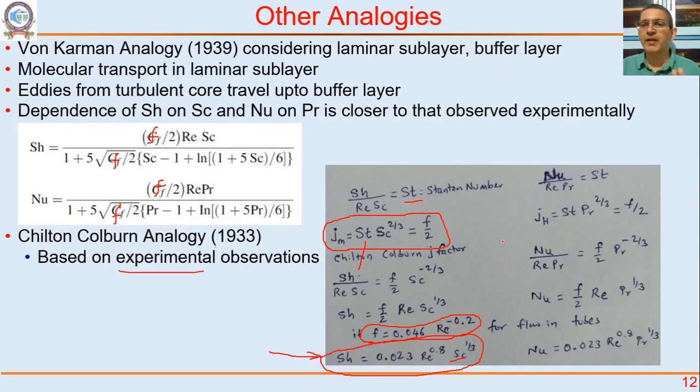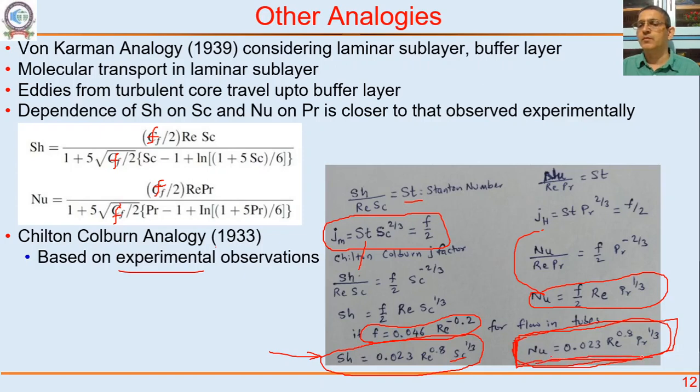Or if you want to think in terms of heat transfer, Nusselt number divided by Re Pr is the Stanton number. The jH factor for heat transfer is Stanton number times Pr raised to 2 by 3. Rearrange that, you will get Nusselt number equal to f by 2 Re and Prandtl number raised to 1 by 3. Put f equal to 0.046 Re raised to minus 0.2. You will get Nusselt number equal to 0.023 Re raised to 0.8, Prandtl number raised to 1 by 3. This equation is very, very, very important. Without this equation, you can't move a step forward in heat transfer. You will see that when you start doing heat transfer.